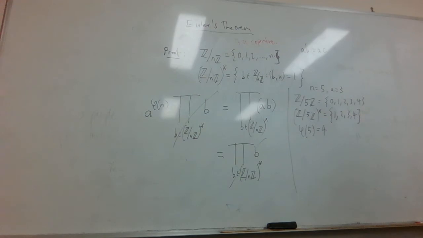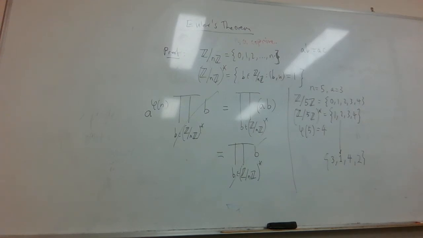Okay, and what happens if I multiply by 3 every single one of the things in here? So 1 goes to 3. 2 goes to 6, which is just 1 mod 5. 3 times 3 is 9, which is 4. And 4 times 3 is 12, which is 2. So you get the same thing back in a different order. Oh yeah, it has to be, because they're all different mods to start with. And since we multiply them by a constant, they'll be different mods when they come out.